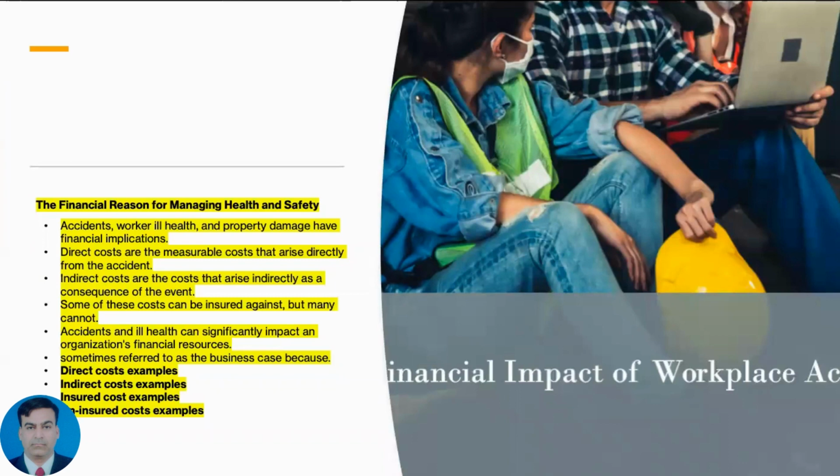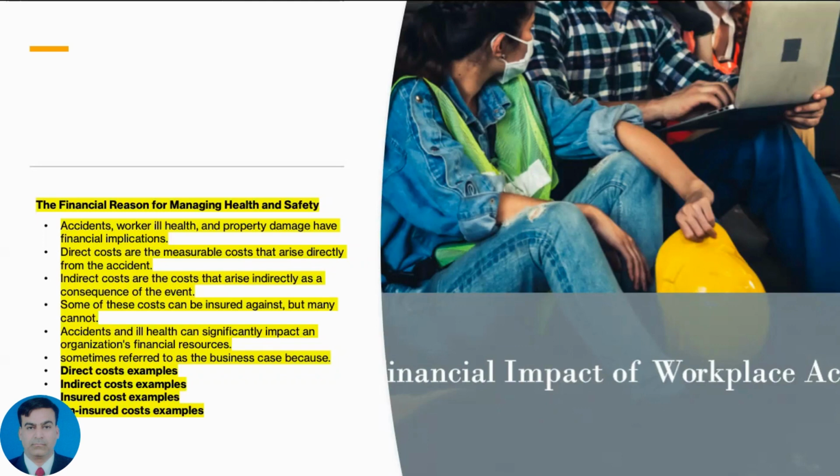Now, we will discuss the financial reason for managing health and safety, the last topic. So, gentlemen, the financial reasons for managing health and safety relate to the financial impact that accidents, workers' ill health, and property damage can have on an organization. When an accident or ill health occurs in the workplace, there are direct and indirect costs associated with that event. Here are some reasons for managing health and safety for financial costs.